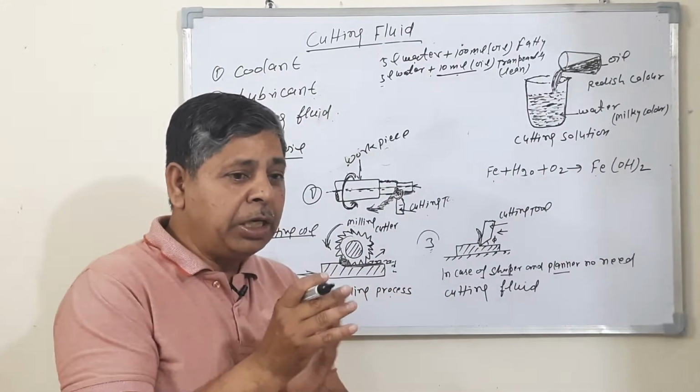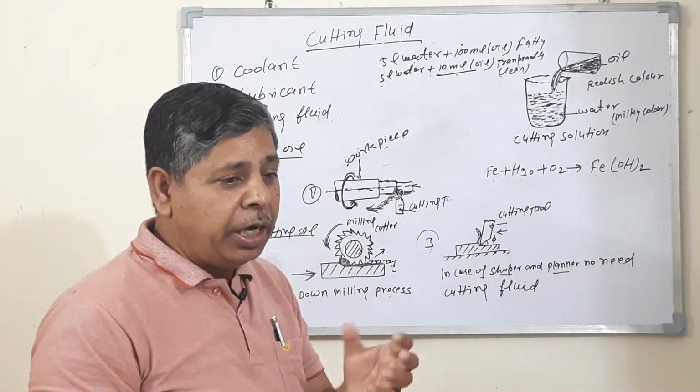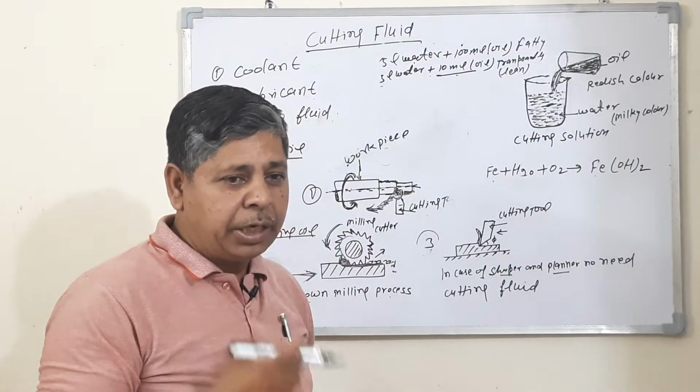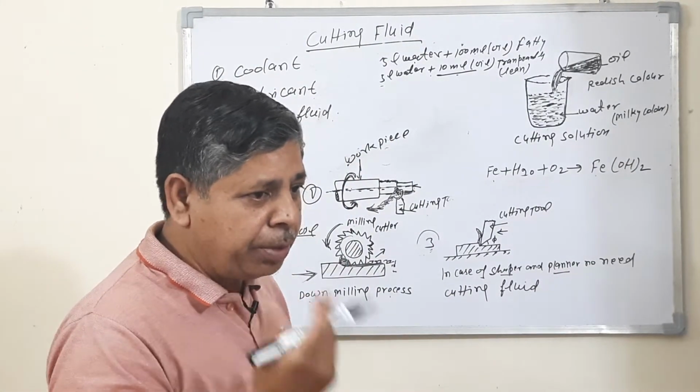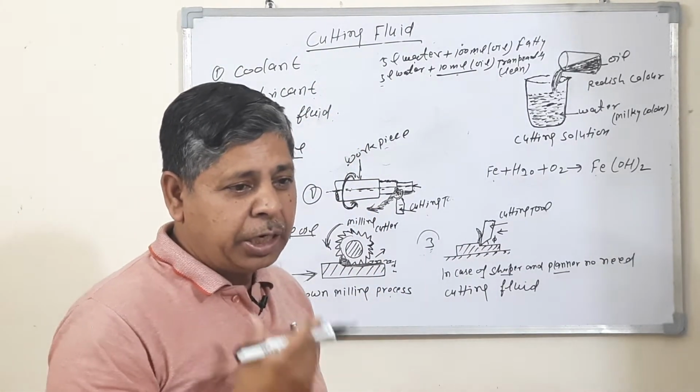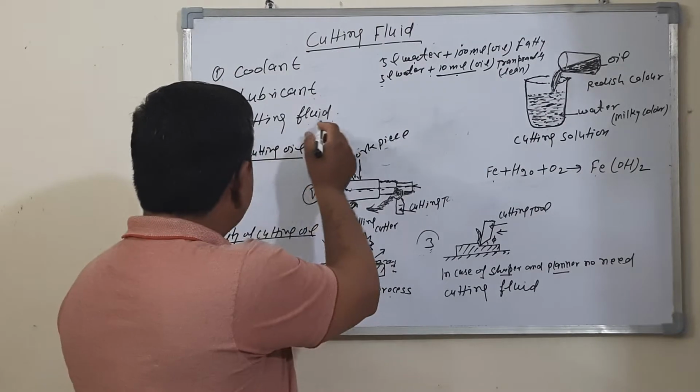Grease is used where the component bears a heavy load, like a bearing, cranks, and agricultural machinery parts. So we use grease to reduce friction and absorb heat. Third is cutting fluid.